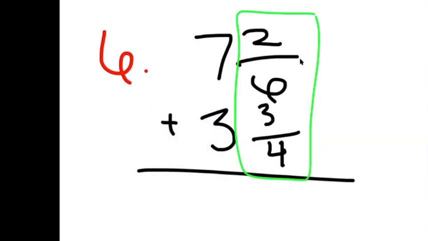So for 3/4, the denominator is 4. We should multiply it by 6. Oh, you think we should multiply it by 6 because that's what we had up here, right? Yeah. What does that give us? That gives us 24.